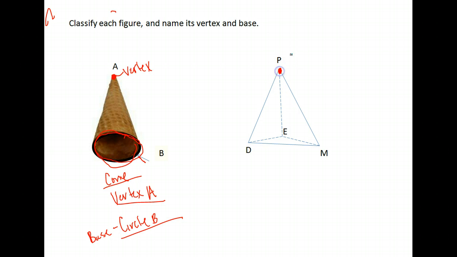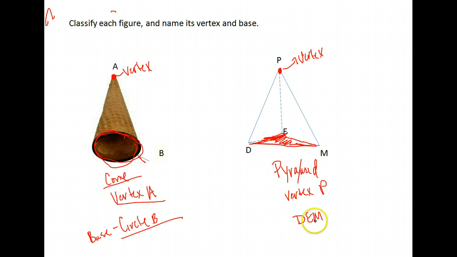Again, here we have a figure that comes to a point at the top, but notice its base down here is not a circle, it's a triangle, which is a type of polygon. So that would classify this as a pyramid. Its vertex, again, is the point where the sides come together at the top, so vertex is P. The base here is the triangle down here. It's triangle DEM or MED or MDE, whichever order you want to put those in. So this was classified as a pyramid. Its vertex is the point P, and its base is the triangle DEM.